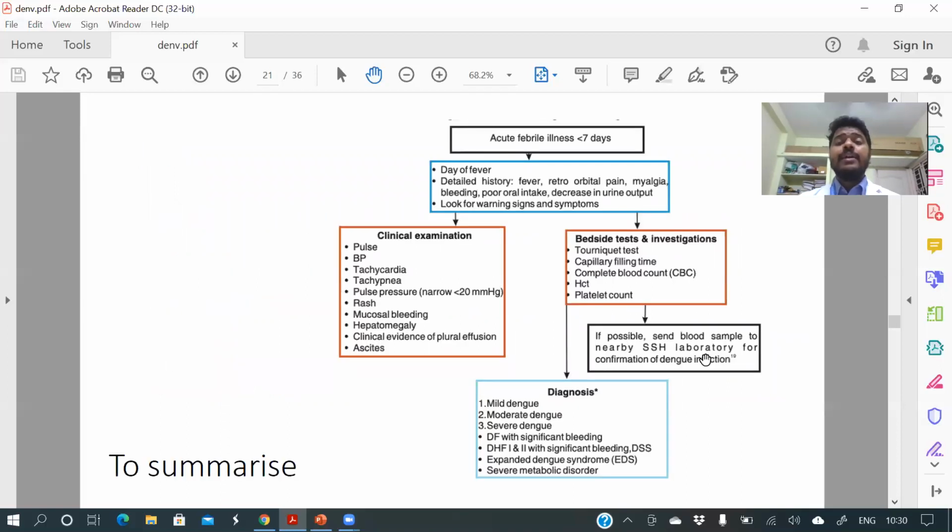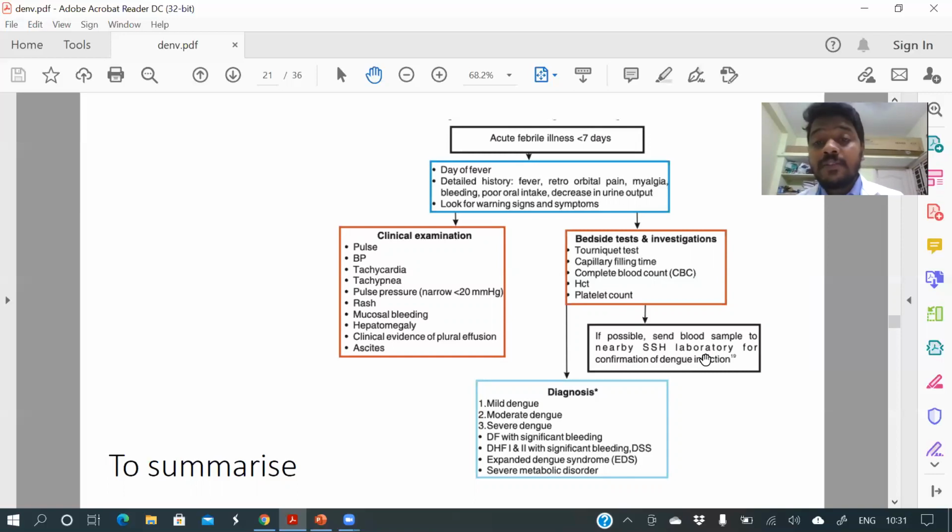To summarize, it presents mainly as an acute febrile illness of less than 7 days. A detailed history has to be taken, like fever, retroorbital pain, myalgia, bleeding, poor oral intake, and decrease in urine output. Look for warning signs, which I have already explained. There will be abdominal pain and vomiting, and then we have to look for mucosal bleeding, hepatomegaly, clinical evidence of pleural effusion, ascites, rash, tachycardia, tachypnea, and decreased or narrow pulse pressure.